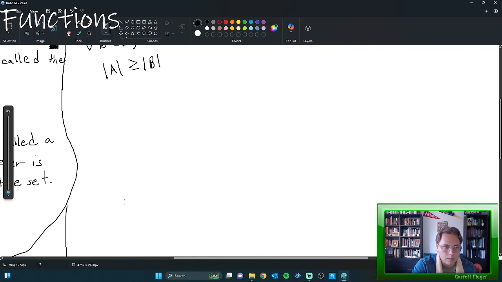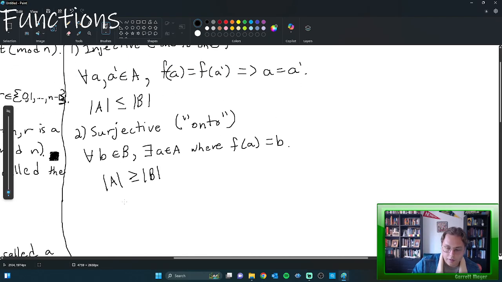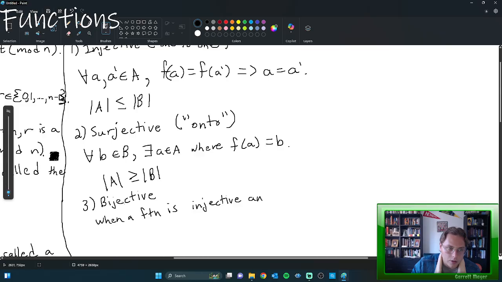And then finally, since these aren't mutually exclusive, they could both be true. Bijective is when a function is injective and surjective.